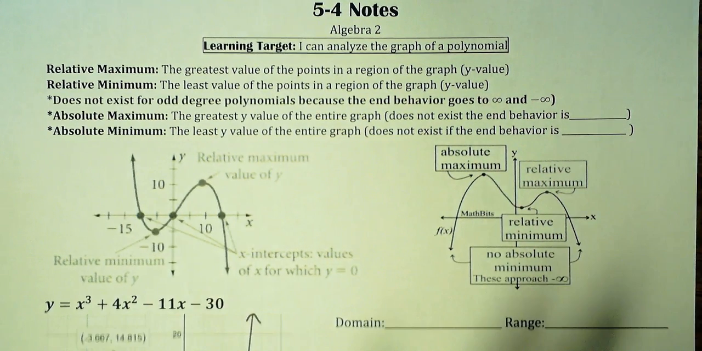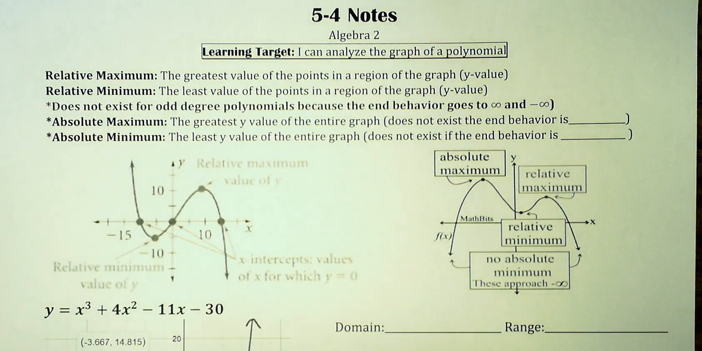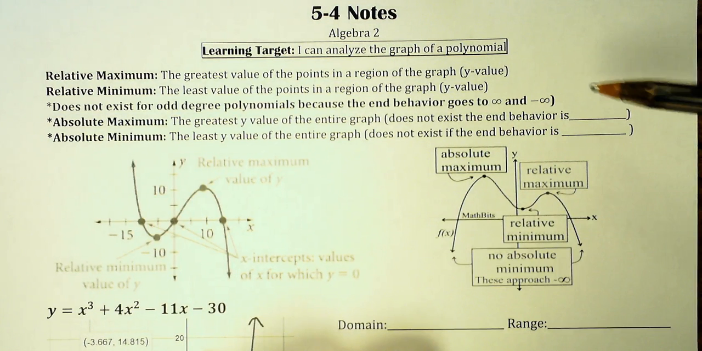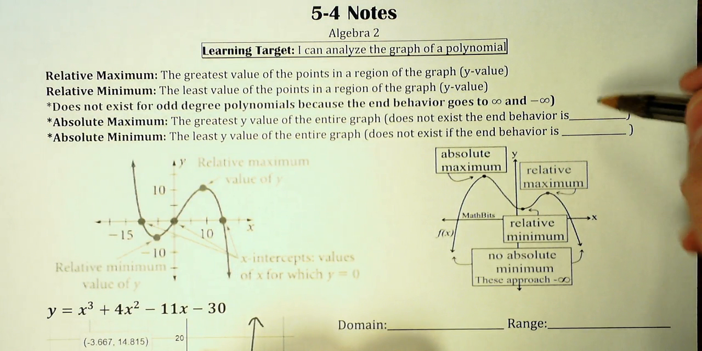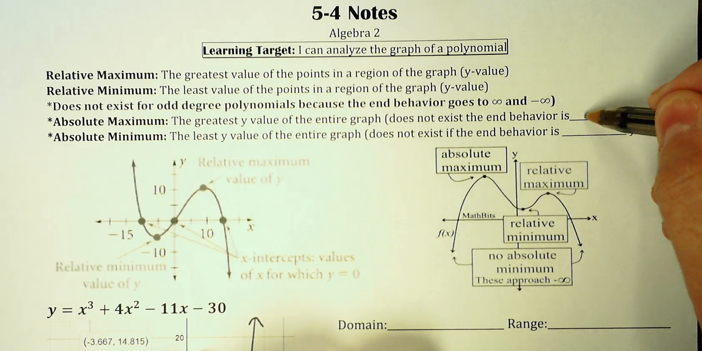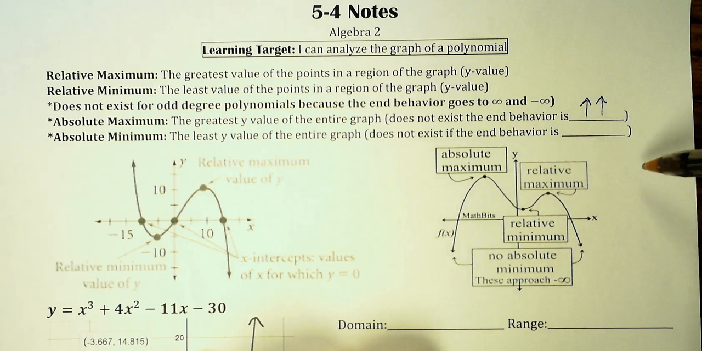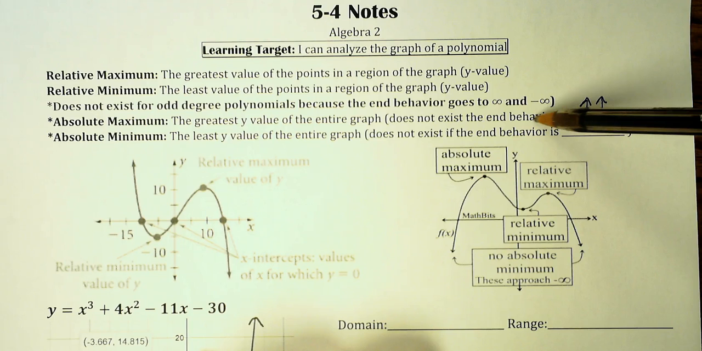Okay, now an absolute maximum is literally the greatest y value that you can find on the entire graph. And if you have an absolute maximum, it's not going to exist for an odd function, and it's not going to exist if your end behavior is even and it goes up, up. So this is really only going to exist for a graph that has an end behavior that's down, down.